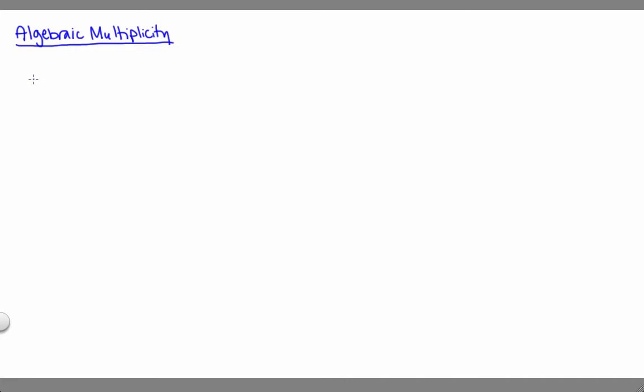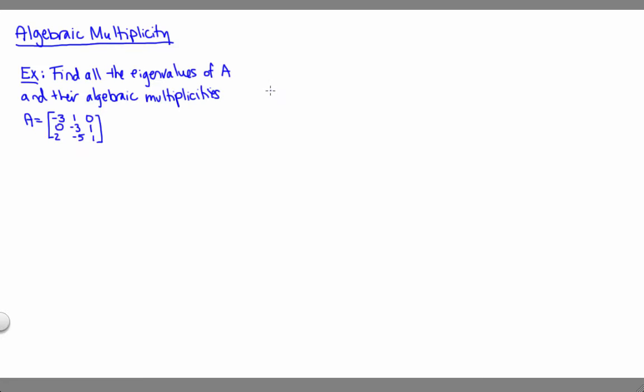In this video, we'll take a look at algebraic multiplicity of eigenvalues. Let's find all the eigenvalues of the given matrix A and their algebraic multiplicities.